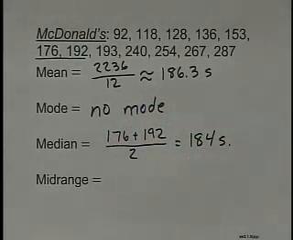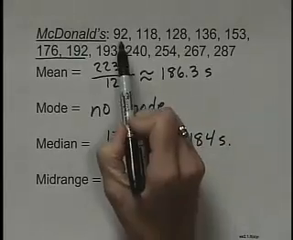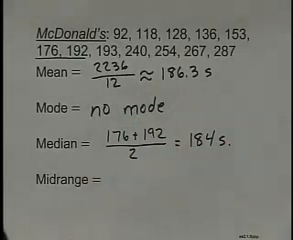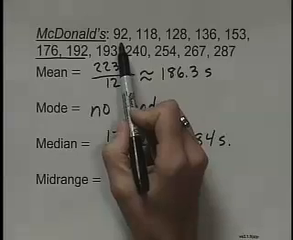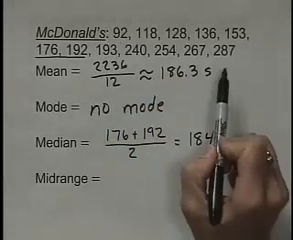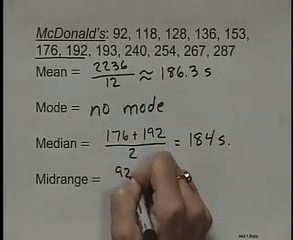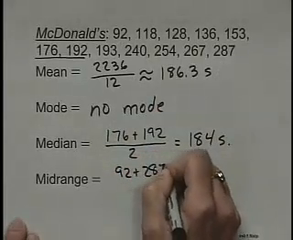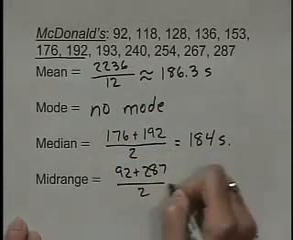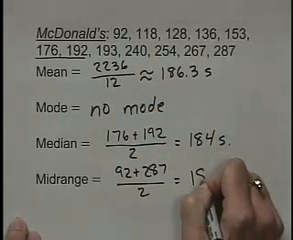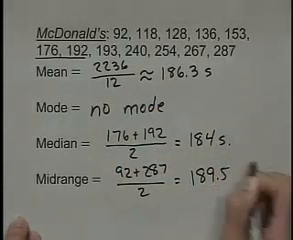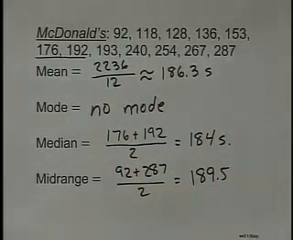Finally, for the mid-range, I'm going to look at the lowest value. Once again, once it's in order, mid-range is much easier to do as well because I can quickly see that 92 is the smallest value, 287 is the largest value. So what I want to do is add 92 plus 287, then divide that by 2. I'm averaging the endpoints to see that I get 189.5 as my value for McDonald's.